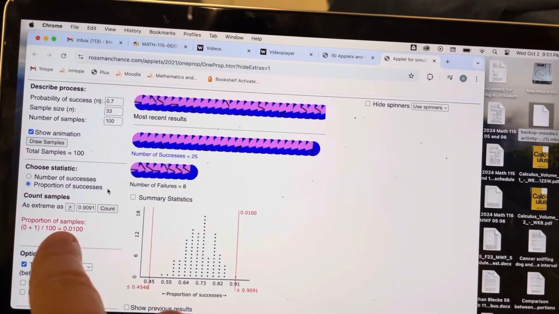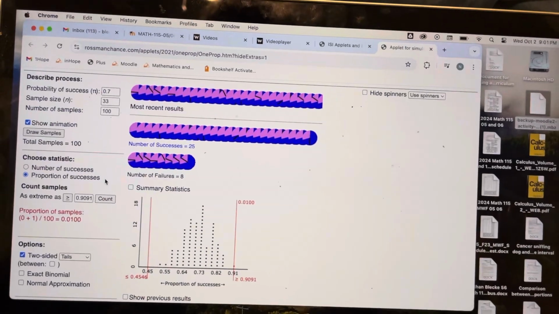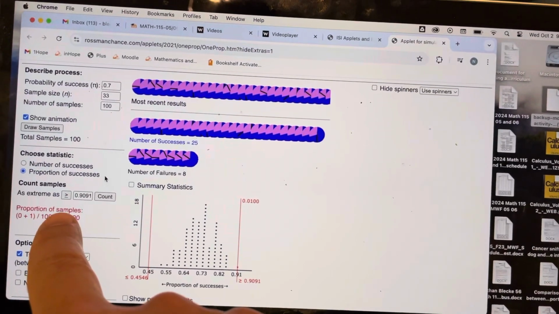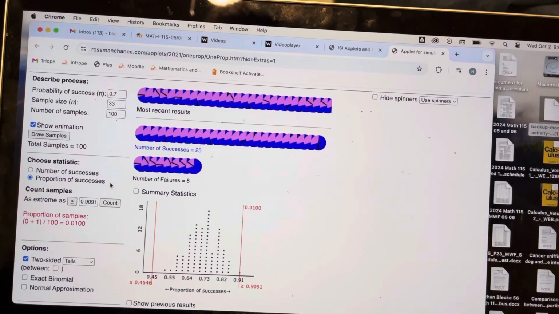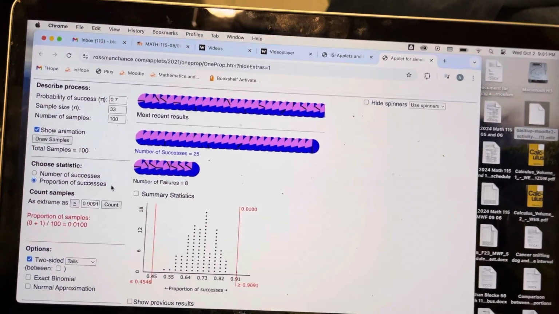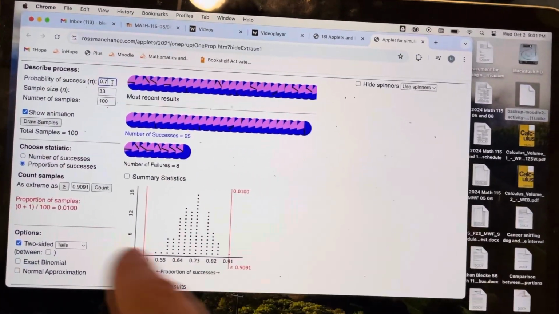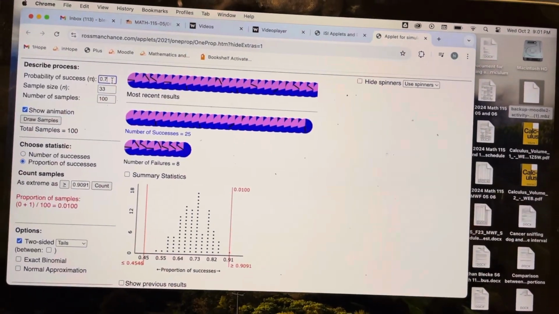Our p-value right here when we're at 0.7 is 1, and this is actually the correct p-value. We're not having to consider it's just one tail and that kind of thing. It actually is doing this correctly. So my apologies for that. I did not know about this little trick down here.